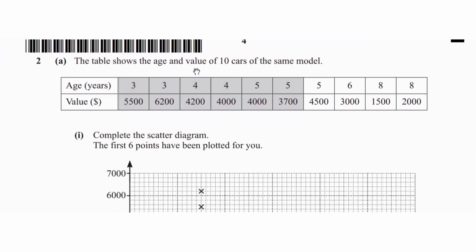Then it says the table shows the age and the value of 10 cars of the same model. Complete the scatter diagram. The first 6 points have been plotted for you.